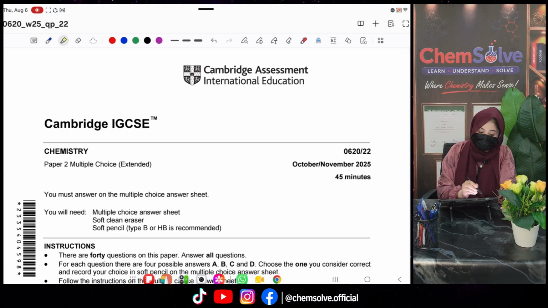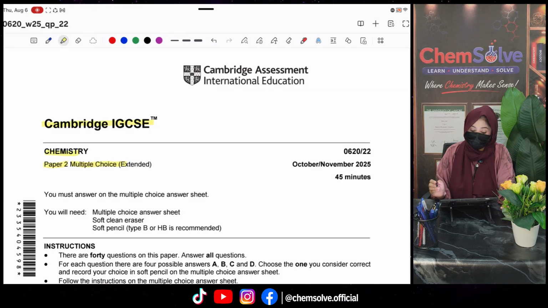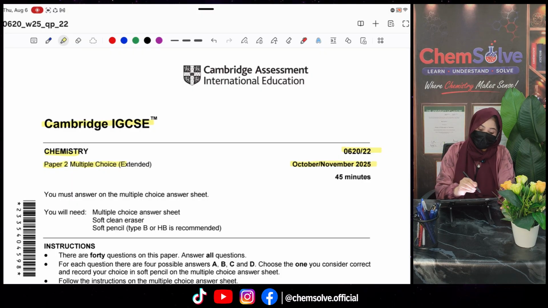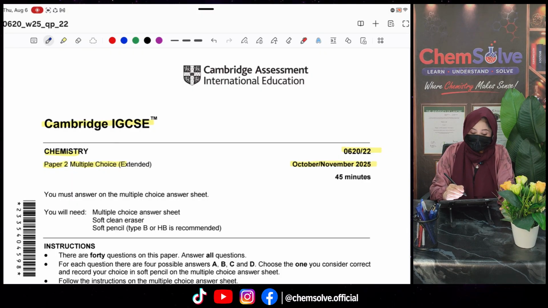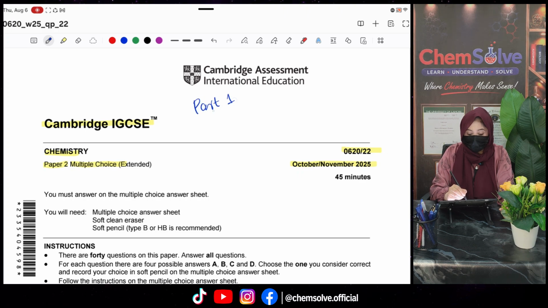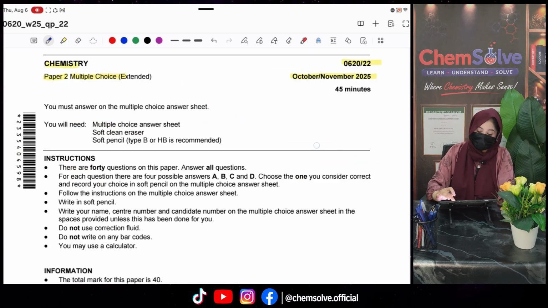Today we are going to solve Cambridge IGCSE Chemistry Paper 2. That is a multiple choice question paper. The code for this paper is 0620/22 October-November 2025. In this paper we will solve part 1 of this question paper, that is from question number 1 till question number 20. So let's start the paper.